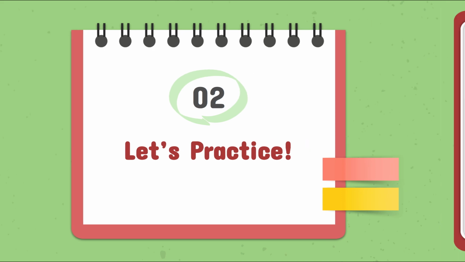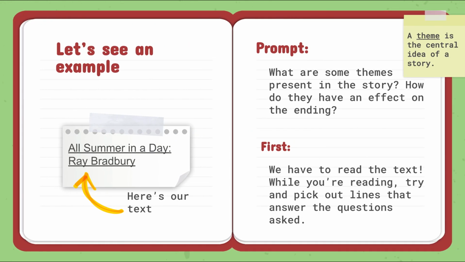So let's practice. Alright, so if you go to the Google Slides and you click this link, this is a PDF of a super common short story that you may or may not read in middle or high school. I read this in 7th grade. I think I had to write like an essay on it. You might have to do this next year too. So our prompt is going to be, what are some themes present in the story? How do they have an effect on the ending? So a theme is a central idea of a story.